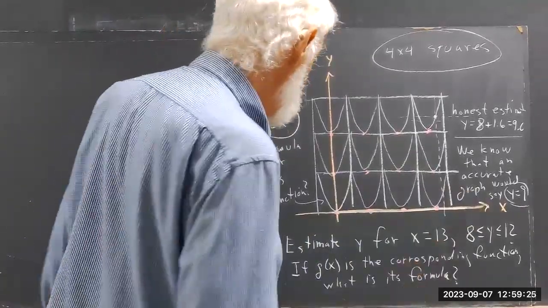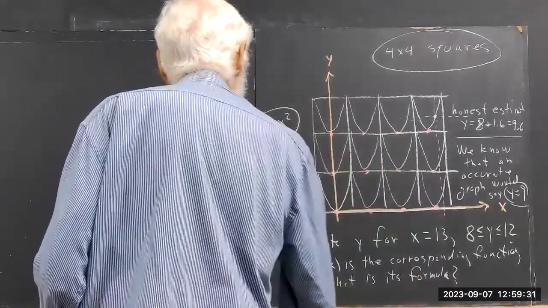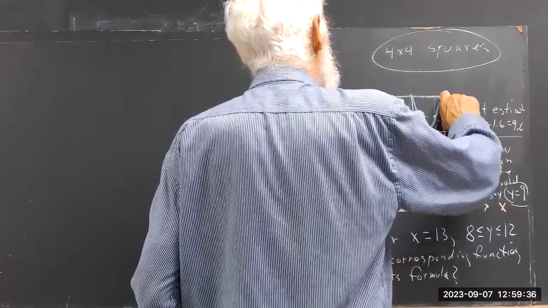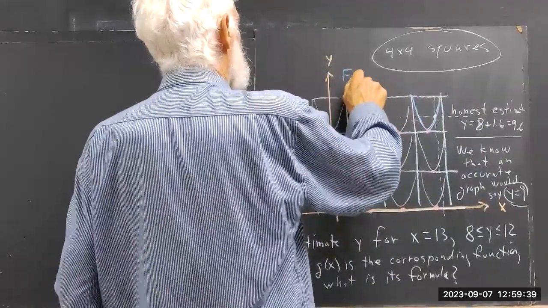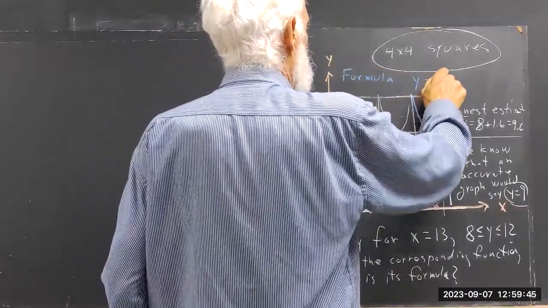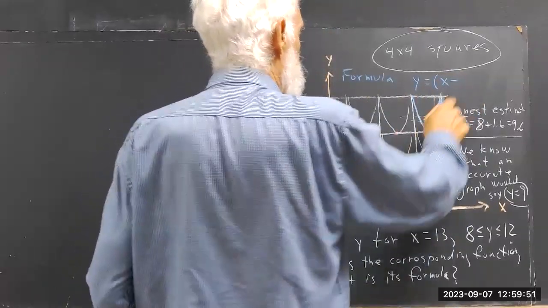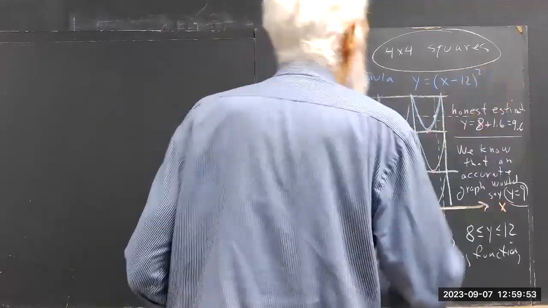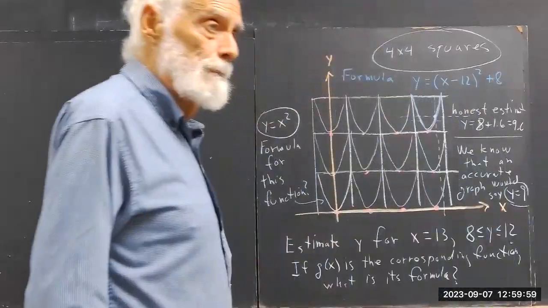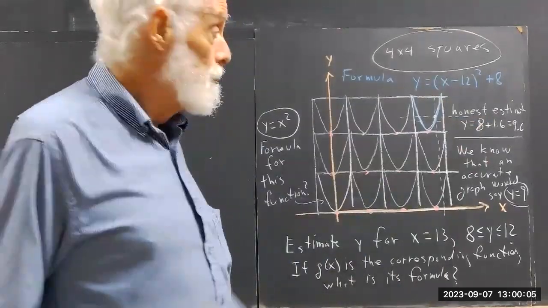Now the formula, and I'm just going to write this down without much comment. That's 2, that's 4, 8, 12. The x minus 12 squared plus 8. Now check it out. Plug in x equals 13 and do this.